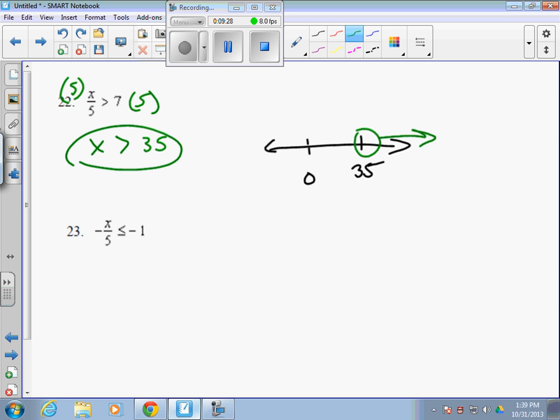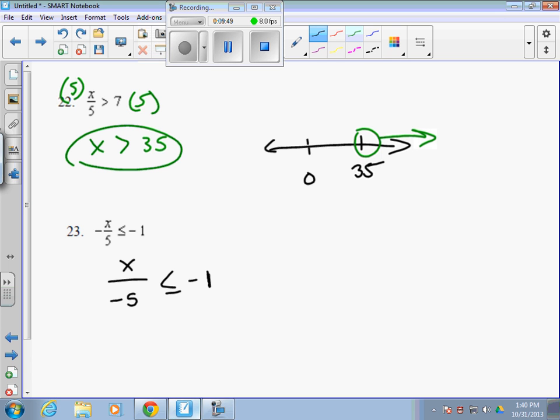Now you can look at this one of two different ways. You can look at this one as negative 1 times x over 5. But remember, you can put that negative anywhere you want. The fastest and easiest way, it could either be at the top or the bottom, is to put the negative on the bottom and make it look like this. So now what it says is x divided by negative 5 is less than or equal to negative 1.